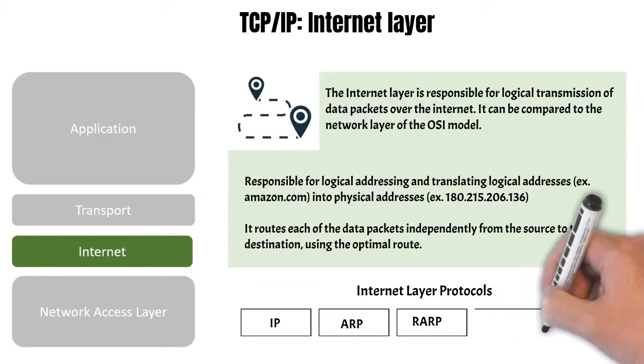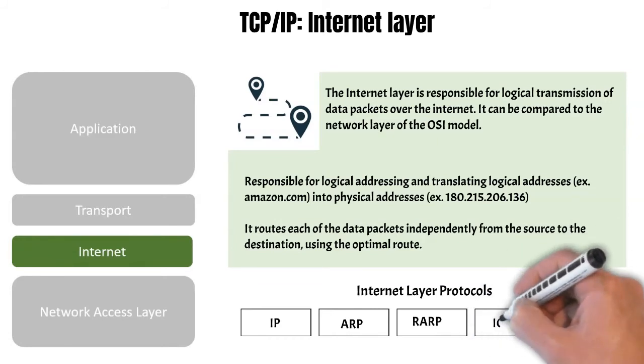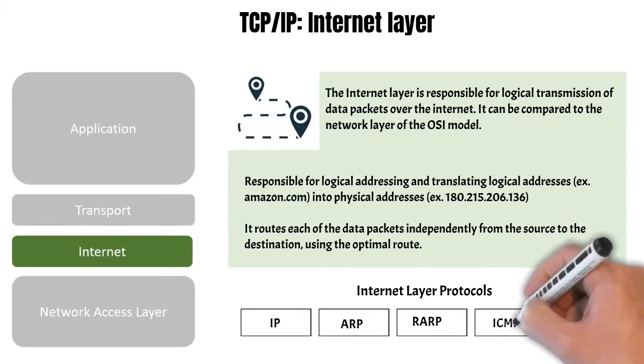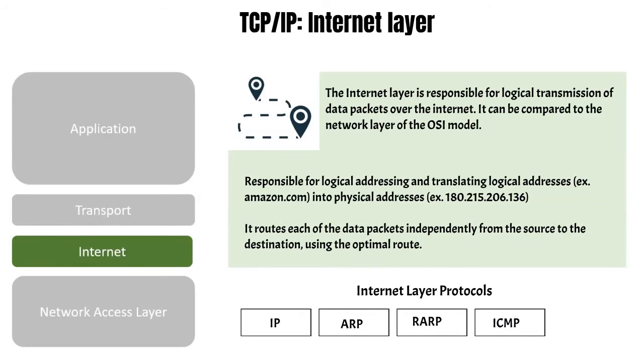Internet Control Message Protocol or ICMP monitors sending the queries as well as the error messages. Internet Group Message Protocol or IGMP allows the transmission of a message to a group of recipients simultaneously.